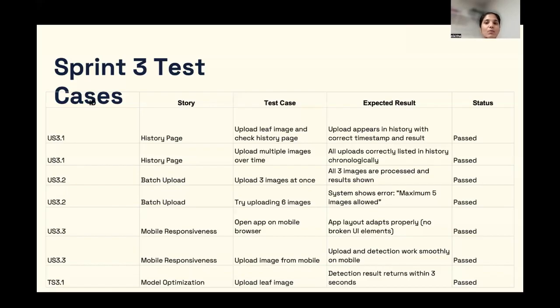And the next one, model optimization. We uploaded a leaf image to check how fast the AI model gives the detection and the exact result. Yes, it is working properly, and the result came back in less than 3 seconds, as we discussed. So the test case is passed over here.